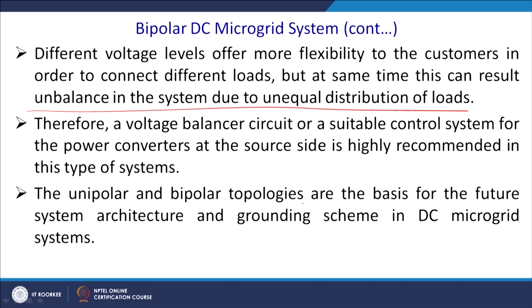The unipolar and the bipolar topologies are the basis of the future architectures and the grounding scheme of the DC microgrid. The grounding scheme also we require to change, because as we can see we had an AC grounding, and here, due to this positive and negative, your ground and maybe your loading scheme is different. So, we require to balance it, and for this reason we have a different kind of balancing scheme.